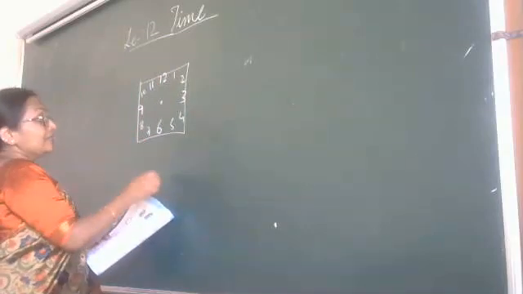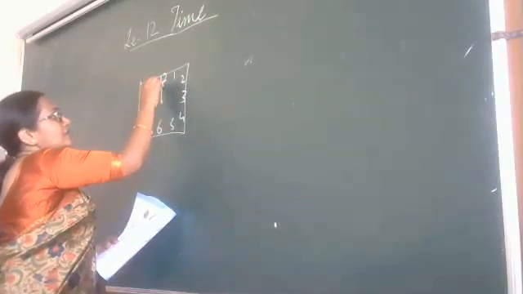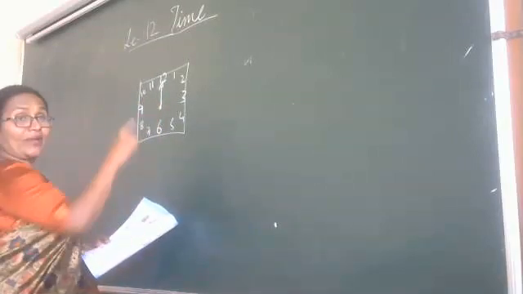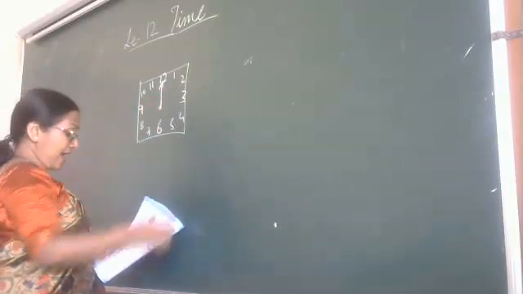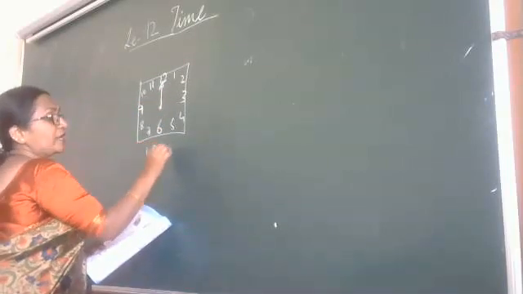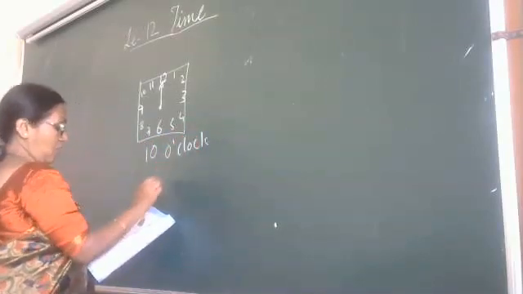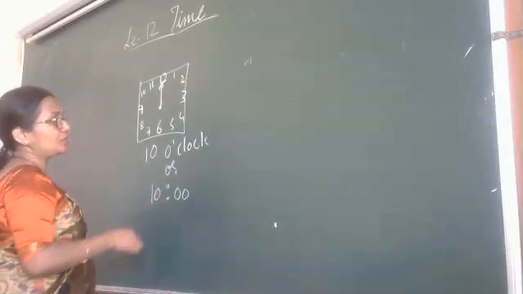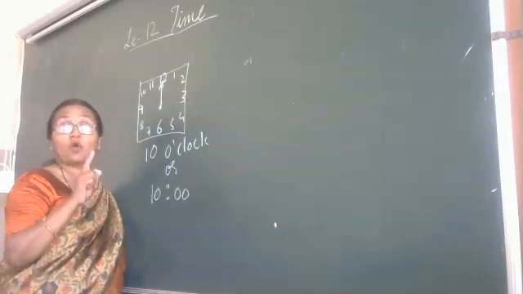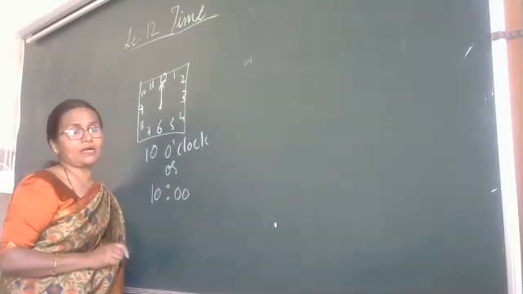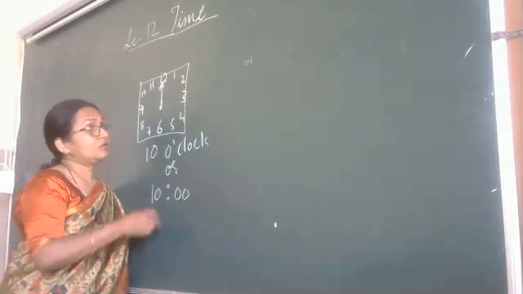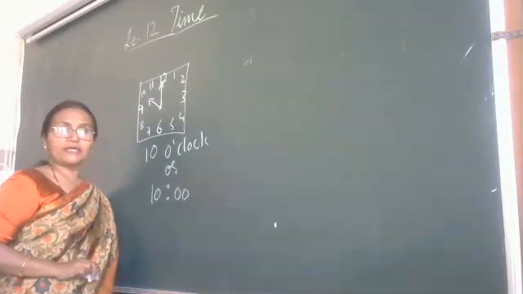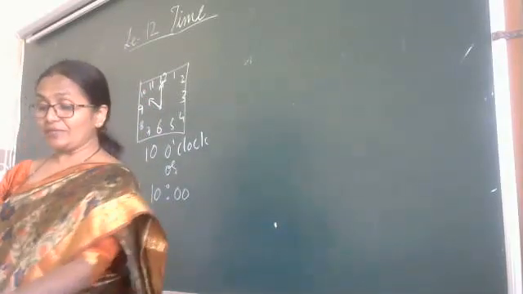Now, the big hand, the minute hand, is at 12. And they are asking us 10 o'clock. The two dots are called a colon, as I told you. Now, where will the small hand be, at which number? The hour hand will be at 10. Understood how to draw? Yes. Now let me clear.